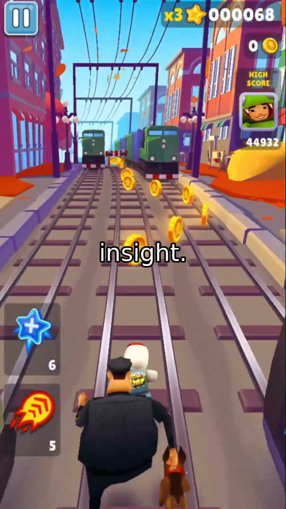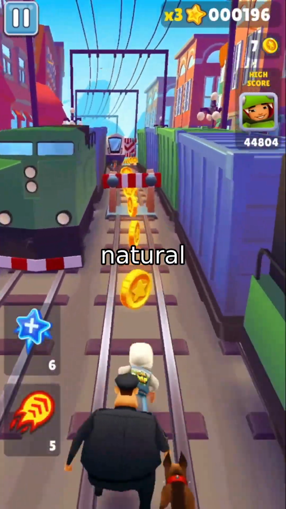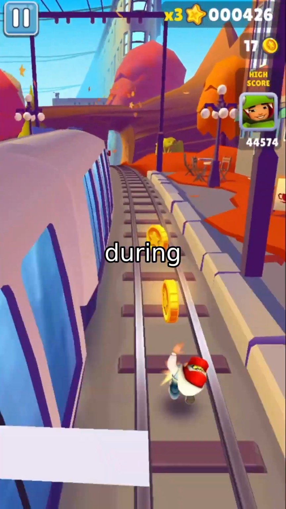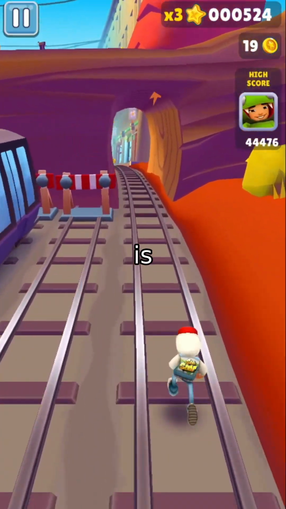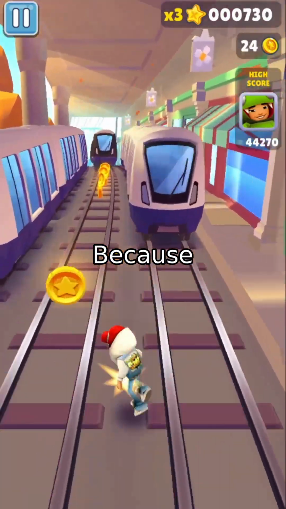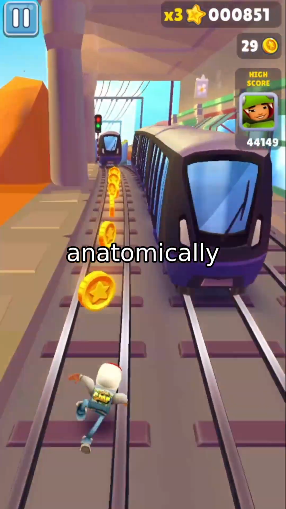But here's the key insight. Instead of fixing the graph structure to the natural skeleton, like elbow connects to wrist, FMPose learns the graph connections during training. The adjacency matrix is initialized to 0, then adaptively optimized. Why? Because real-world poses aren't always anatomically ideal.